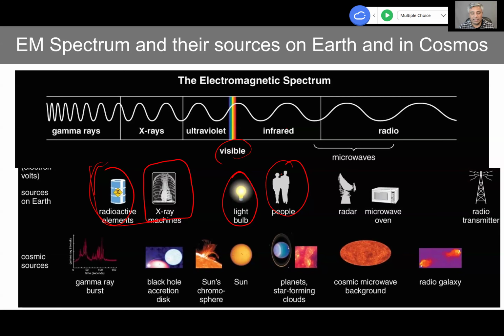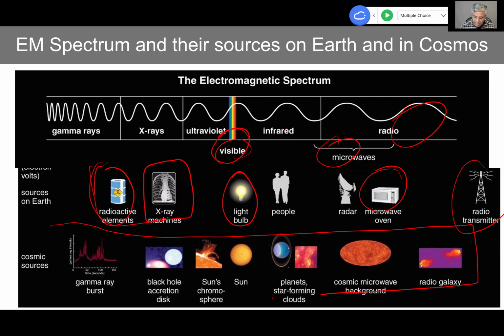And if you are sitting next to a fireplace, you can see the light, so that's visible, and you can also feel the warmth, and that is infrared. And then the microwave and the radio waves. Radio waves are generated through an antenna. I'll talk about antennas pretty soon. Microwaves are generated by a device.